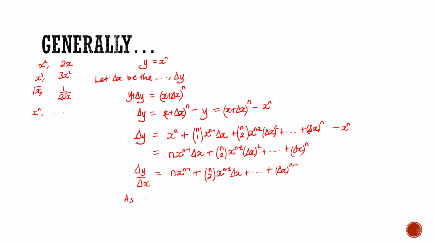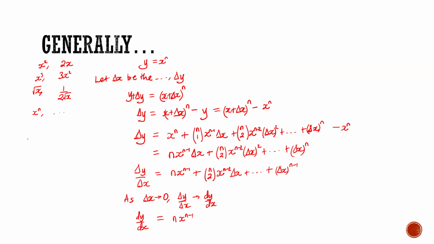Now what do we know? We know that as delta x tends to 0, this term actually becomes dy dx, the gradient of the tangent. And you can see that if we substitute delta x with 0 in that equation, we simply get n x to the power n minus 1. And so where you have the function y as x to the power n, its gradient function will be n times x to the power n minus 1, which you can see is the case for x squared, x cubed, and the square root of x.